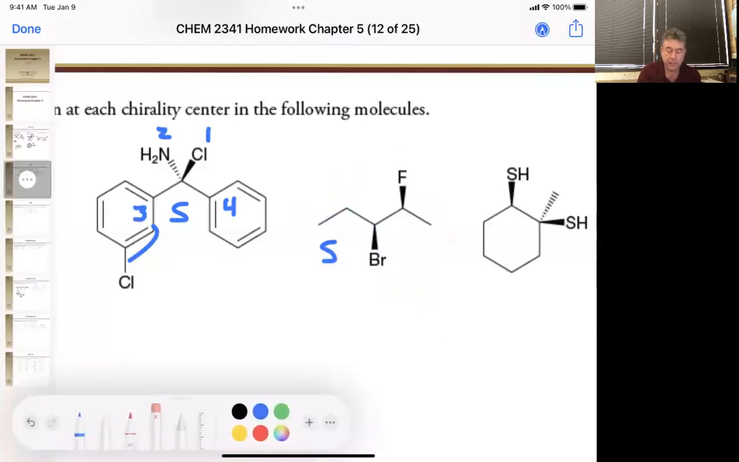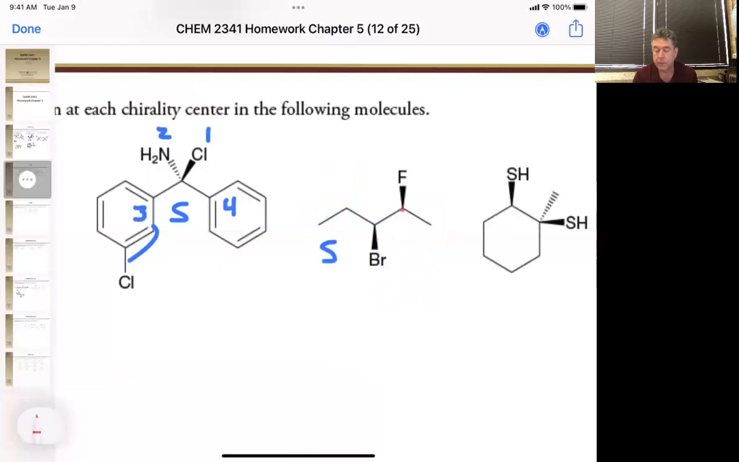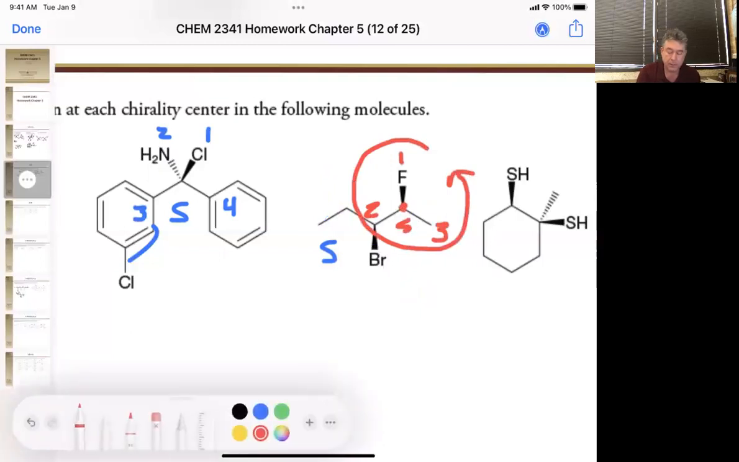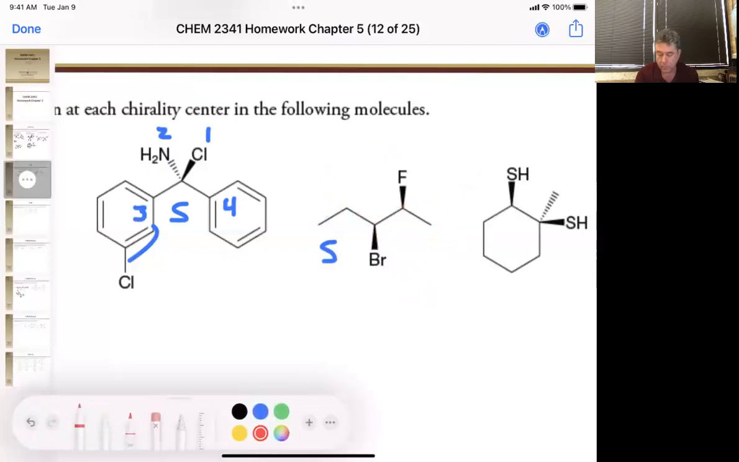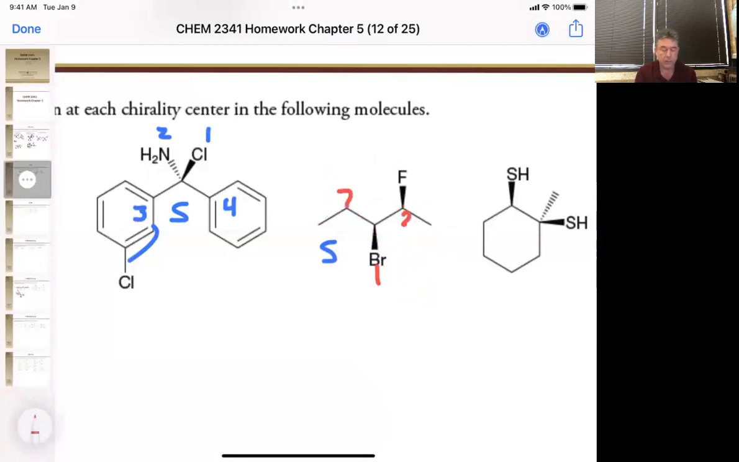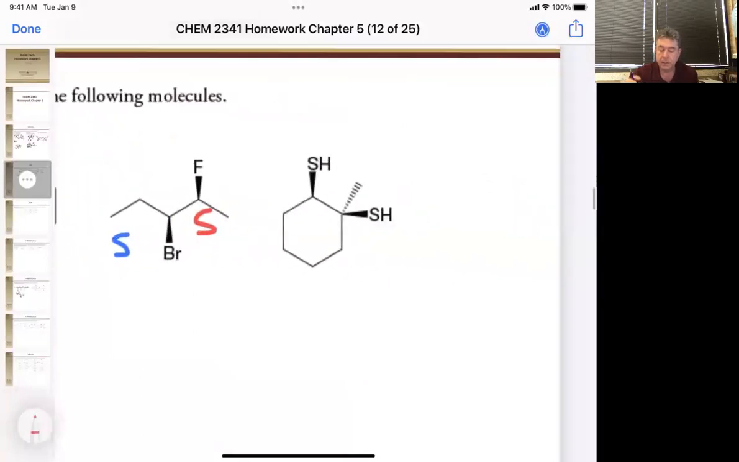Okay, so let's do that same thing for our fluorine here. The fluorine is going to be number 1. The carbon with the bromine on it's number 2, and this is going to be number 3. So that is going to go counterclockwise. Okay, all S. That's weird. Let me double check this last one here. 1, 2, 3. They're all counterclockwise. That's interesting. Anyway, so it's also S. Well, I wonder if they knew they were doing this. All right, so let's go on here.